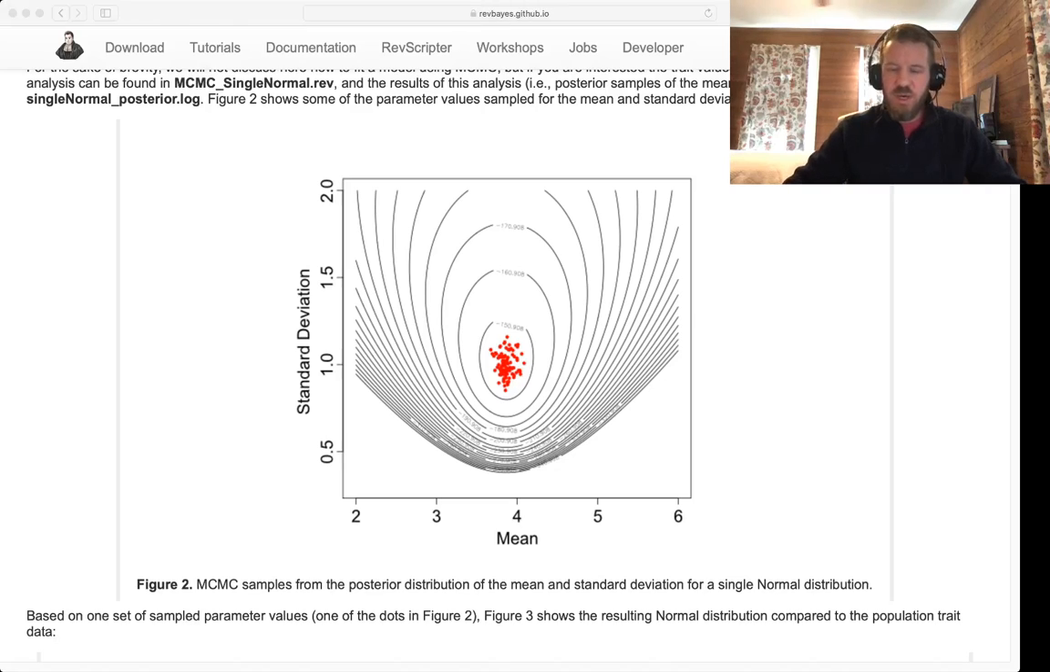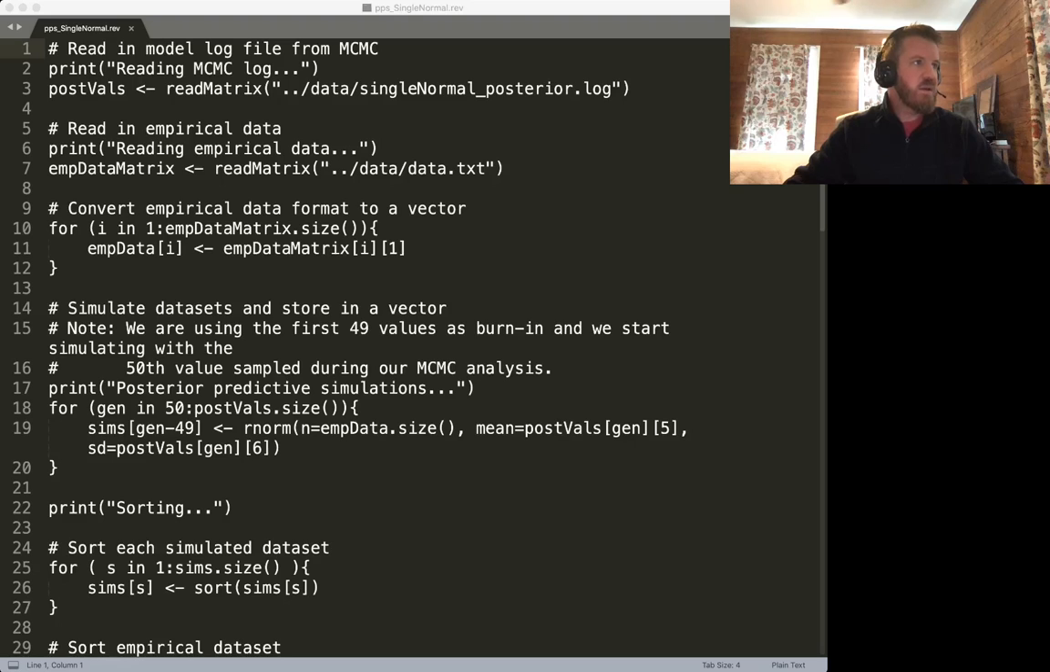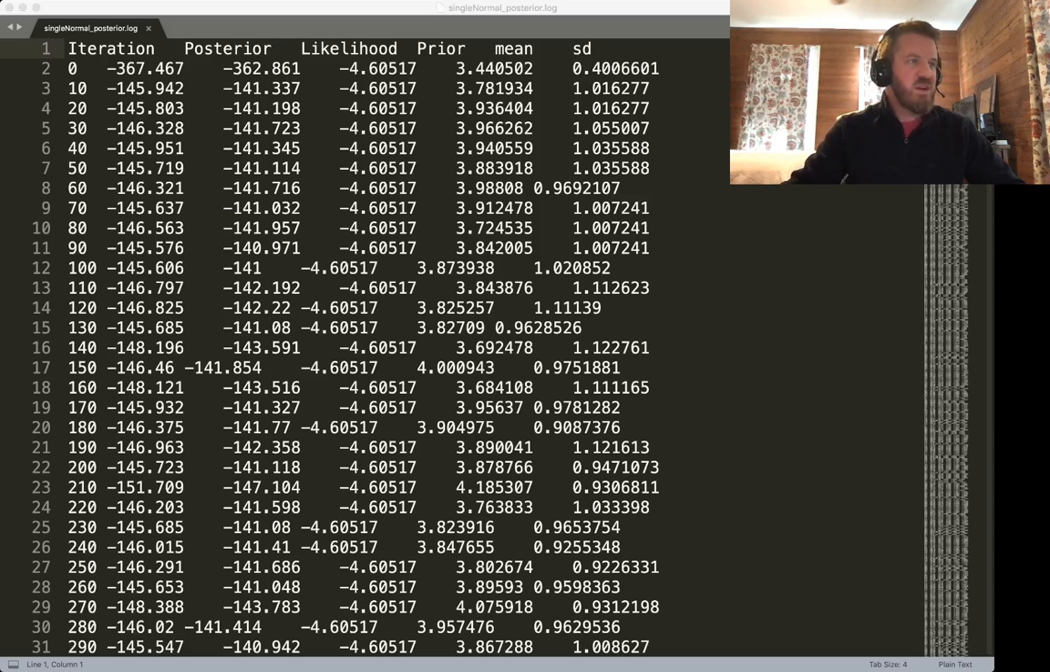We can also look directly at this log file. Here's our log file. As with most log files from most MCMC analyses in RevBayes, on the far left we have our iteration. We've sampled every 10 iterations, or 10 generations. You can see our posterior density, our likelihood, and our prior. Then in the fifth column, we have the sampled values for the mean, and in the sixth column, we have the sampled values for the standard deviation.